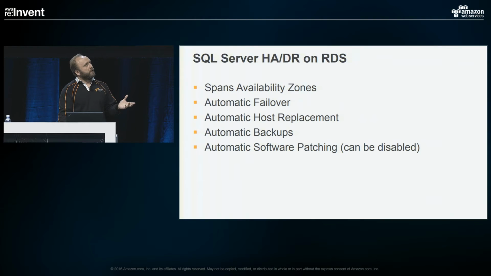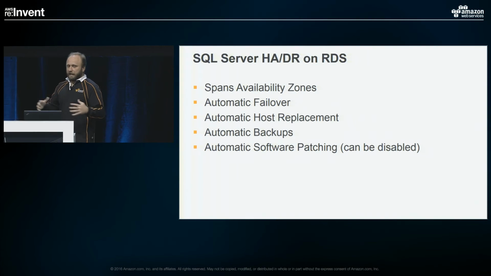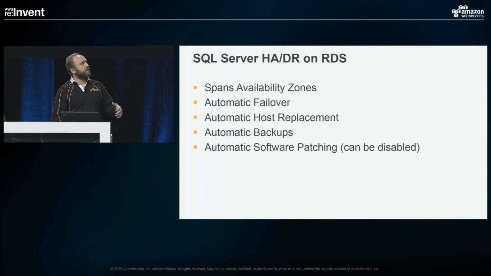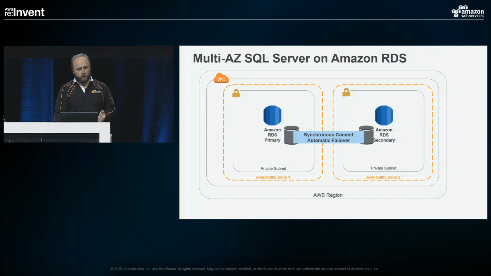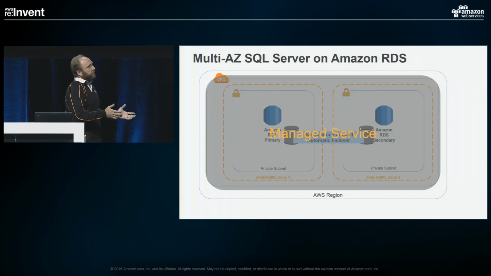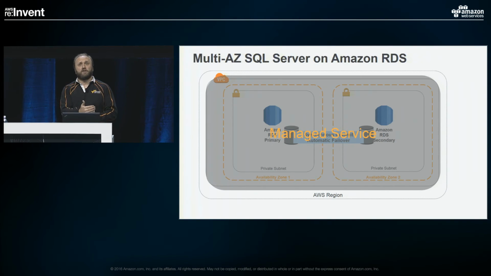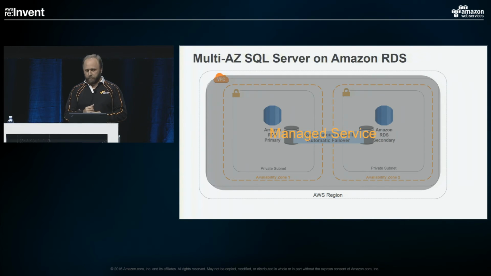SQL in RDS specifically uses our own special version of mirroring to provide high availability across multiple zones. It has automatic failover, automatic host replacement, backups, and software patching. You can actually switch that off if you want to, but that's what we provide as part of our service. It pretty much looks the same as what I showed you earlier, but this is a managed service, and as such, we do not provide you with OS level access there.